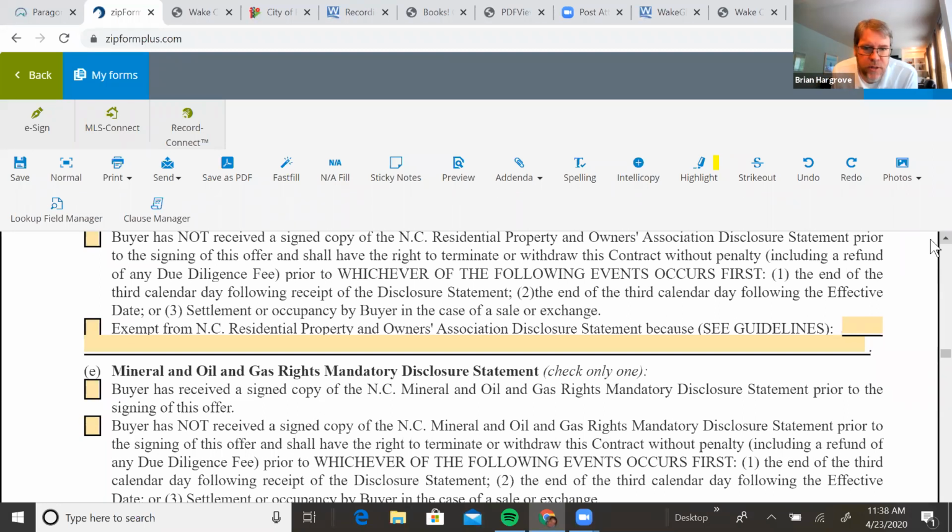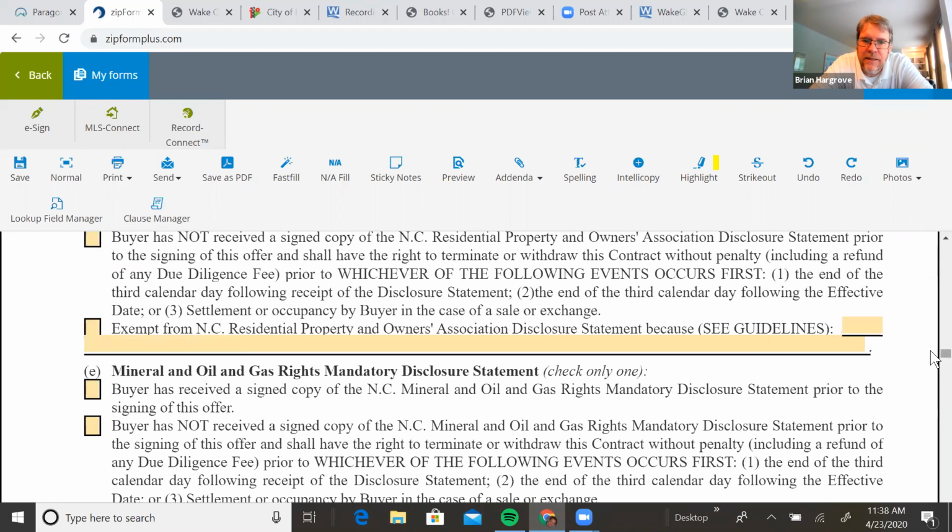The third box down on the property disclosure says that they're exempt from providing you with one. So new construction and foreclosures are your biggest exempt for property disclosures, okay? So if you're doing a new construction contract or you're doing an REO foreclosure, you can check this box. There's no 3-day right to get out. They're not going to get one. It's exempt from one, right? So you check that third box down.